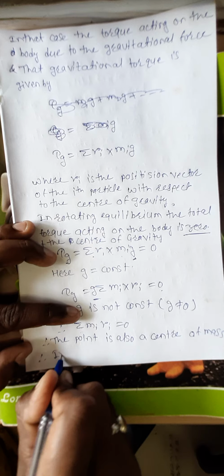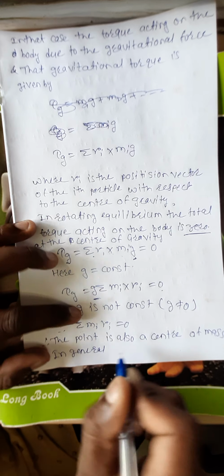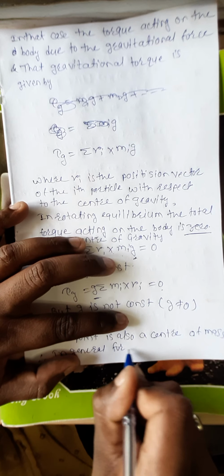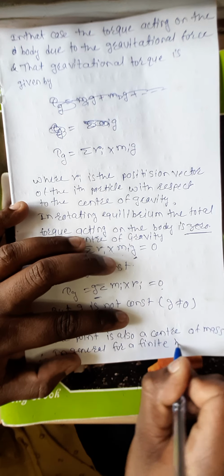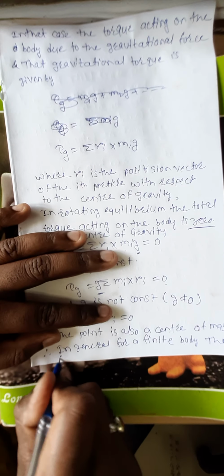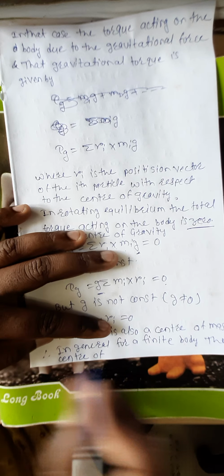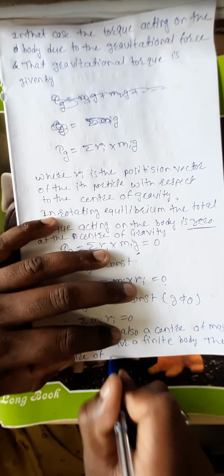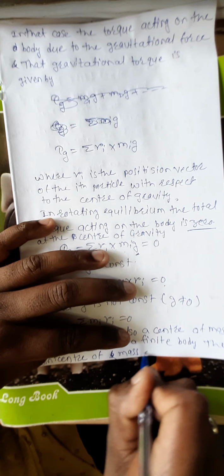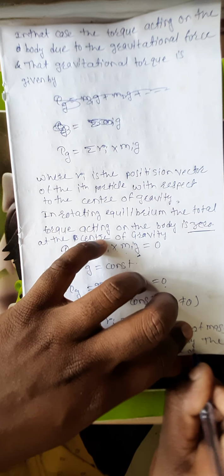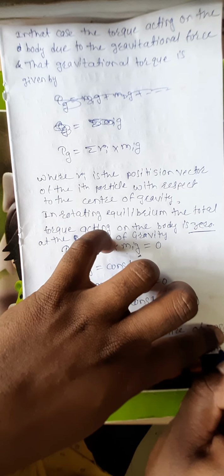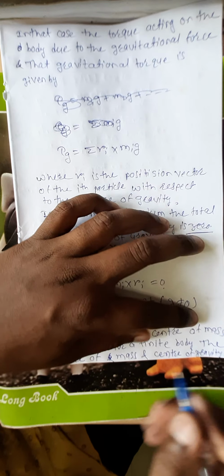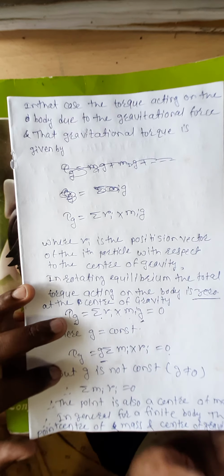Therefore, in general, for a finite body, the center of mass and the center of gravity are the same. That is, when a body has a finite mass, the center of mass and the center of gravity remain the same.